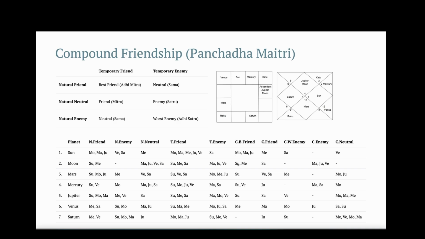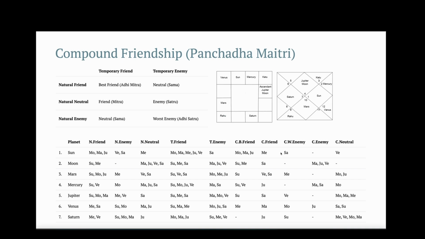The compound relationship for Moon: Sun and Mercury are the best friends for Moon. Saturn is just a normal friend. There isn't any worst enemy for Moon. Mars, Jupiter, and Venus are enemies of Moon, and there isn't any neutral planet for Moon. Similarly, we can calculate the compound relationship of the other planets, which I have already calculated here.